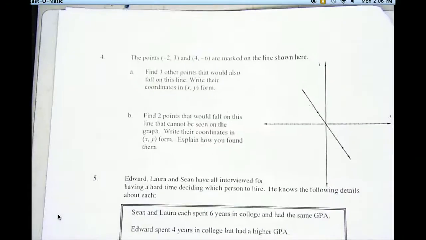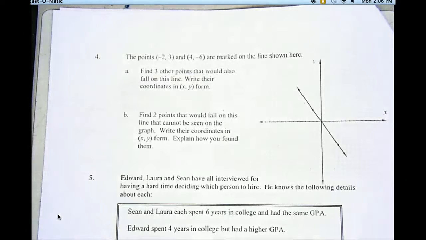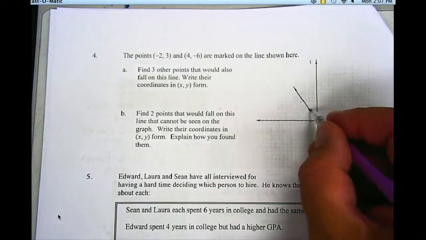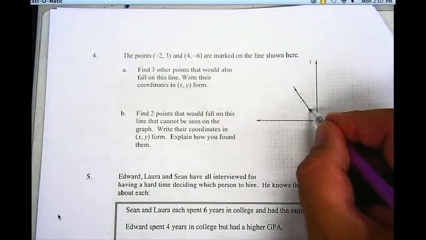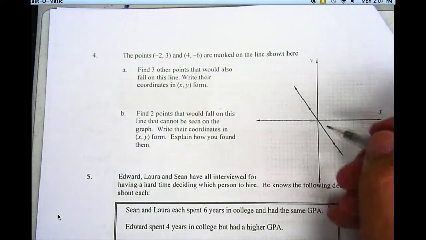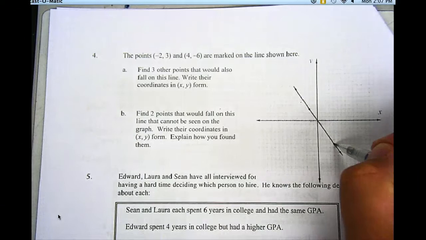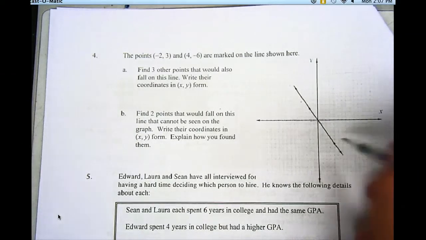I'll do one more problem here. Number 4. Points negative 2, 3, which is right there, and 4, negative 6 are marked on the line as shown. 4, negative 6 is right there. Find 3 other points that would fall on this line. Write their coordinates in the form x, y.